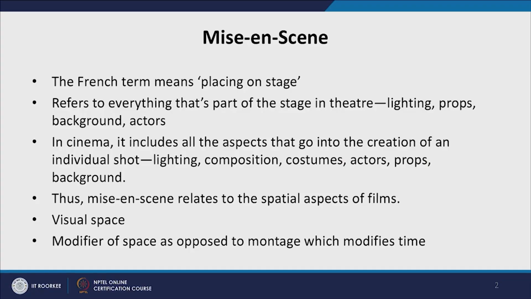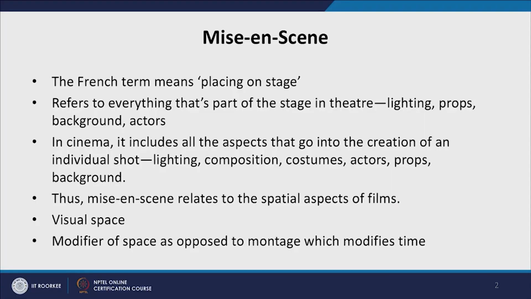The first term which is often used is mise-en-scene, which is a French term which means placing on a stage. In the theatre, it used to refer to everything which was available on the stage, including the lighting arrangements, the props, the background, the actors, etc. In cinema also, therefore, it includes all these aspects that go in the creation of an individual shot, that is a substitute for the old age theatre.